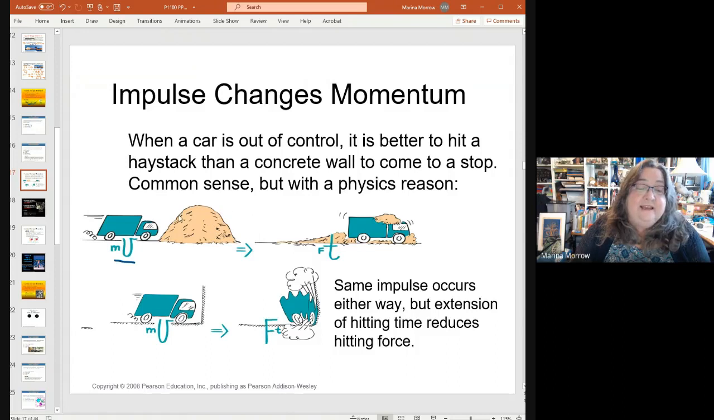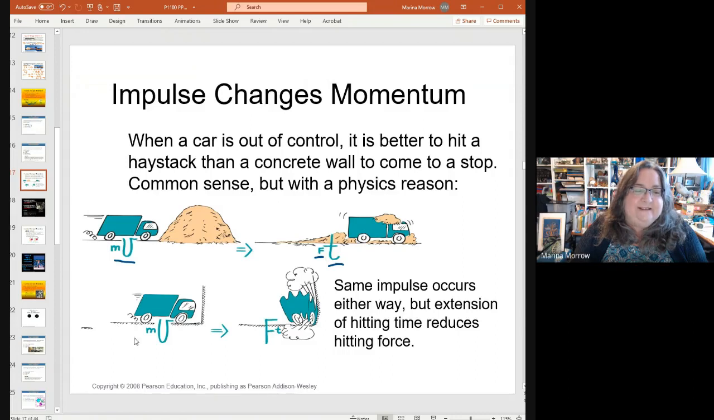So the thing is, if they hit something like a haystack and they slowly destroy the haystack, so not many haystacks nowadays, but think about bushes. If you hit some bushes, then you're destroying the bushes as you're driving through them, and they will bring your car gradually to a stop. And so in that case, you've extended the time of the collision, and that makes for a smaller force.